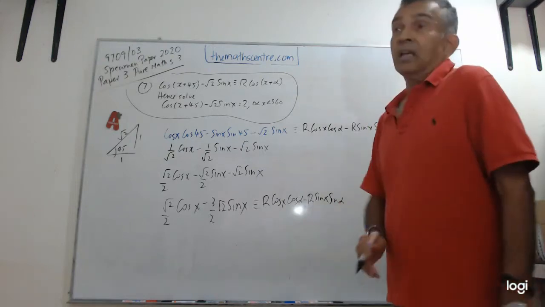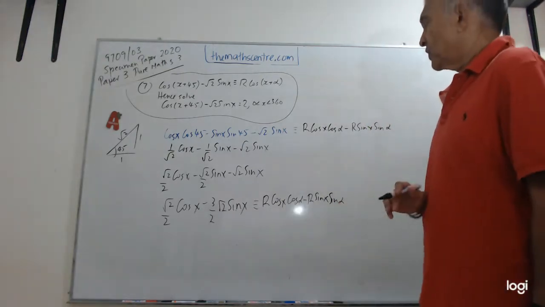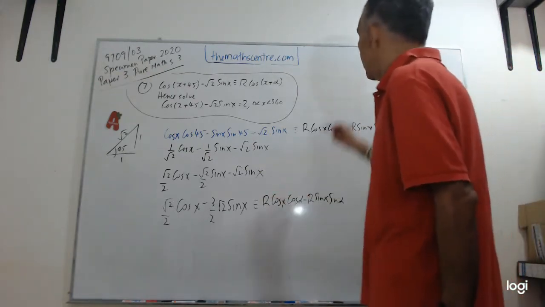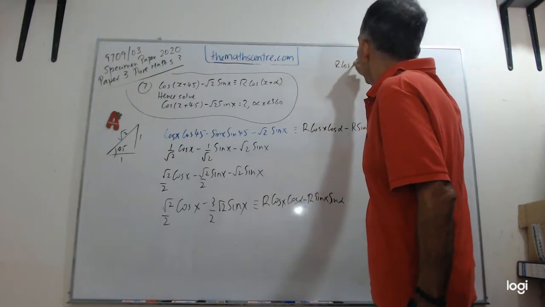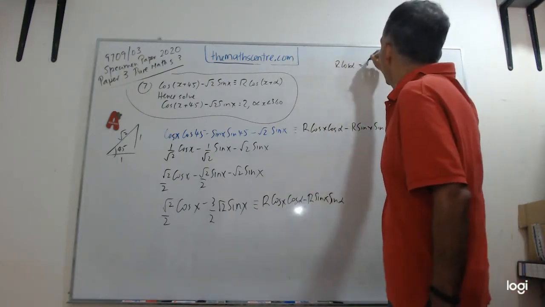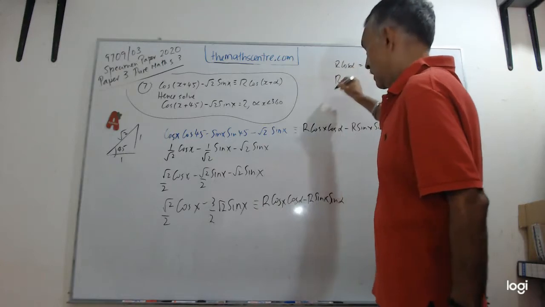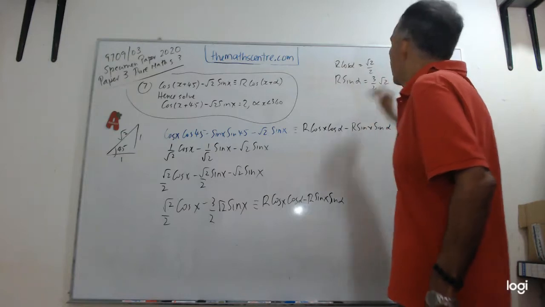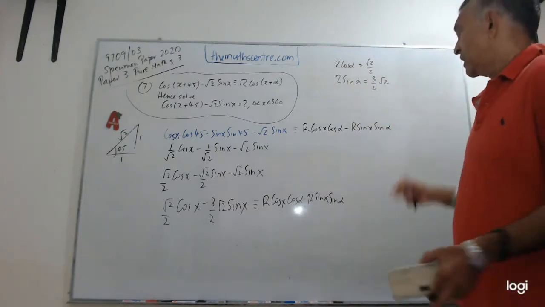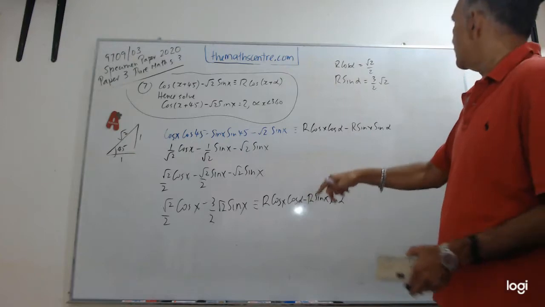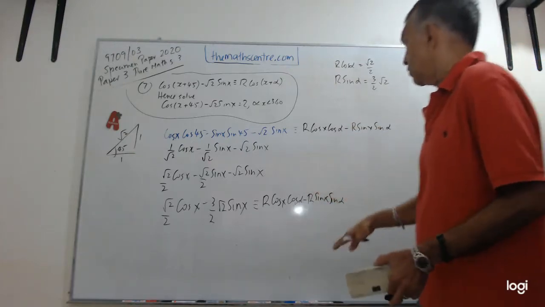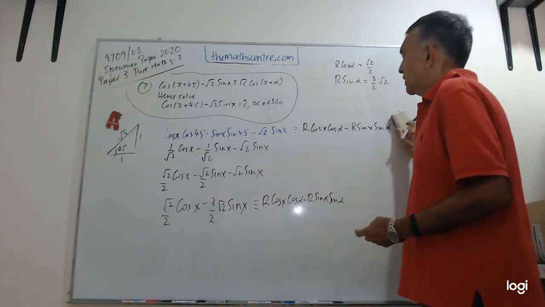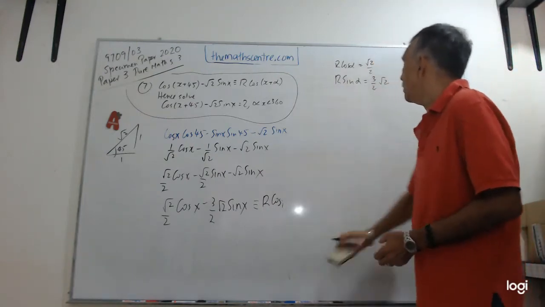Now we will equate the coefficients on the left hand side and the right hand side. So we can write r cos alpha is root 2 over 2, and r sine alpha is 3 over 2 root 2. Not hard. Let me just check everything: r cos alpha is root 2 over 2, r sine alpha is 3 over 2 root 2. Fantastic. Now we don't need all of these things, and we can now work here.